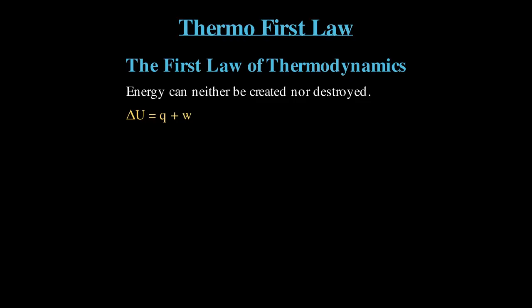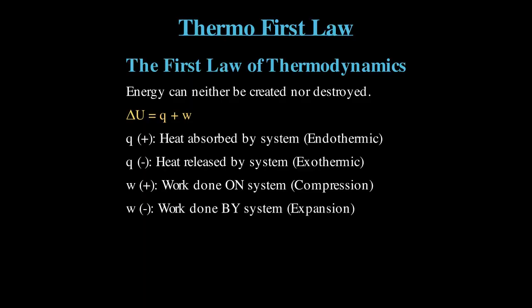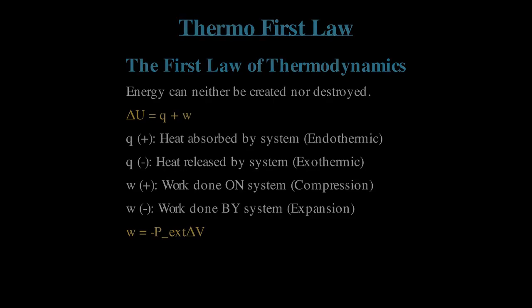According to IUPAC convention, Q is positive when heat is absorbed by the system, and it's negative when it's released. Similarly, W is positive when work is done on the system, like compressing a gas, and it's negative when it's done by the system, such as a gas expanding. For the specific case of an ideal gas expanding against a constant external pressure, the work done is given by the formula W equals minus P times delta V.